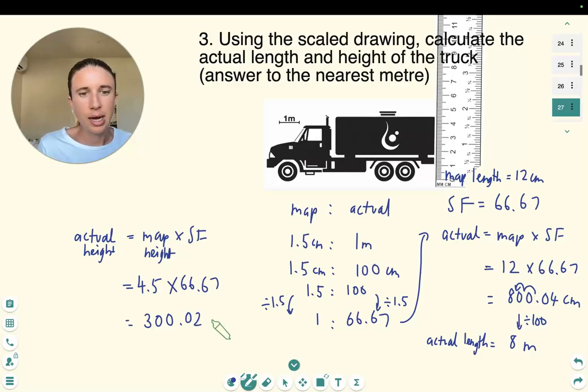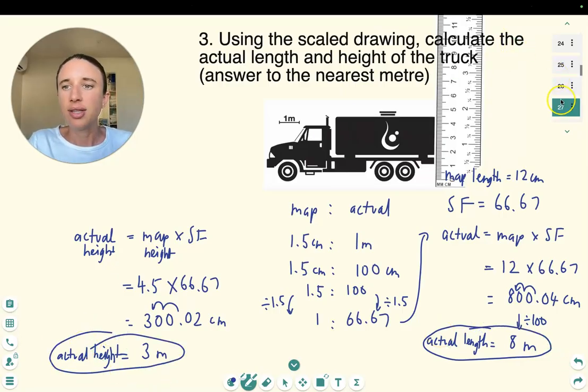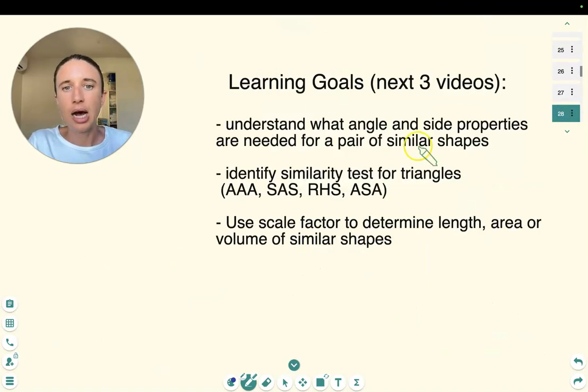300.02 centimeters. And we should get that, because it's our actual, get it as meters, remove a few zeros, right? So it's about 3 meters is our actual height. So just make sure that your teacher can see your answers to these, okay? Yeah, so these ones are really handy to know how to do, okay?